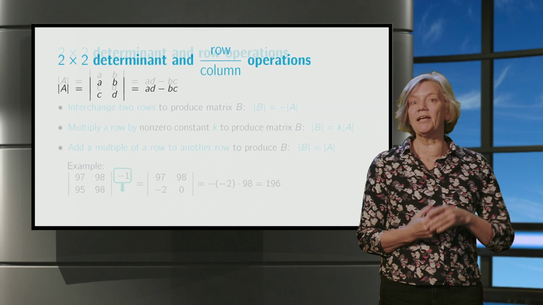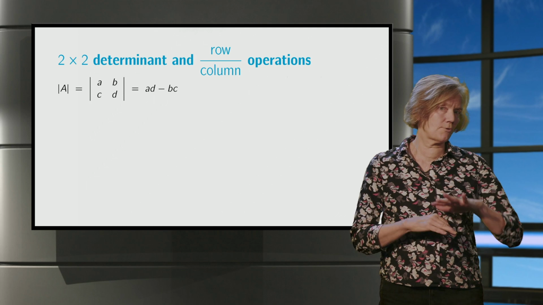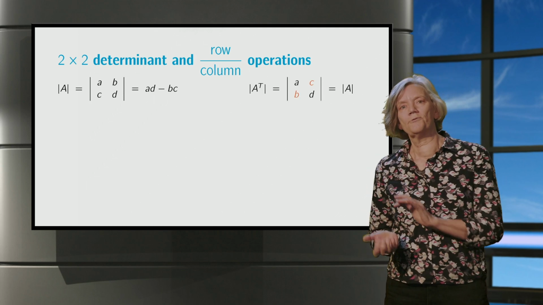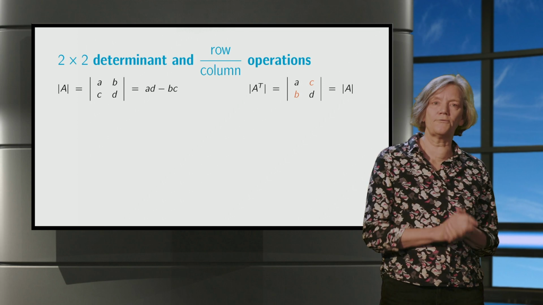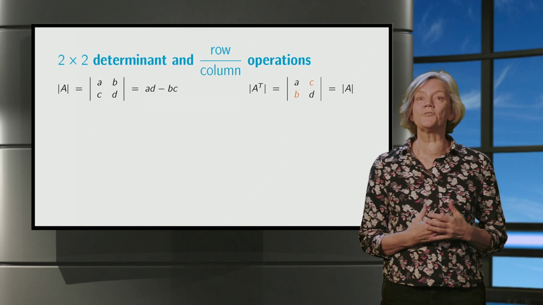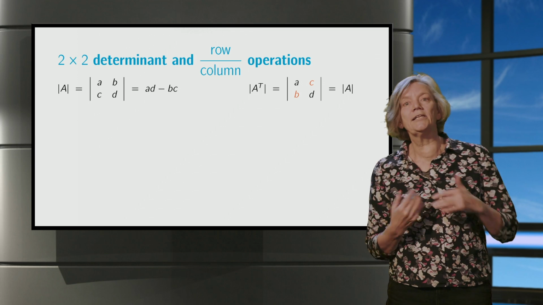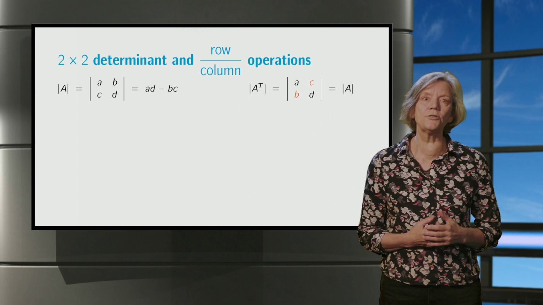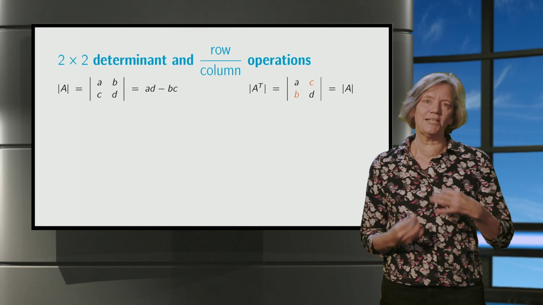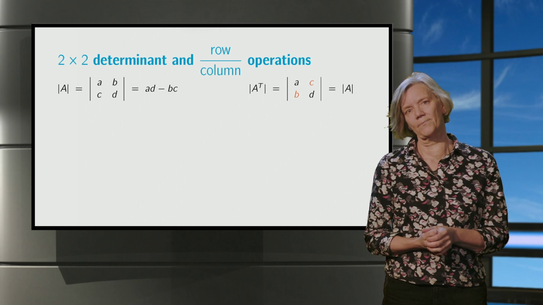Determinants are special in the sense that you can manipulate the columns in exactly the same way as the rows. Remember the transpose of a matrix? The rows of A become the columns of A transpose, and vice versa. For a 2 by 2 matrix, just elements b and c are interchanged. The determinants of A and A transpose are the same. That has neat consequences. In a determinant, you can treat rows and columns in exactly the same way.